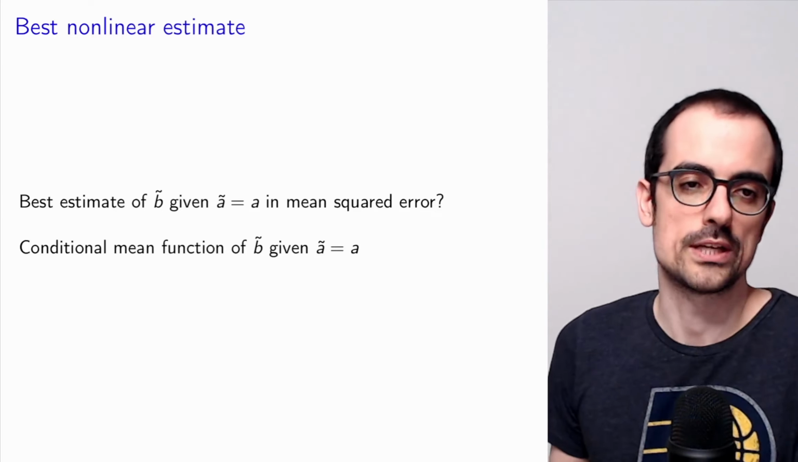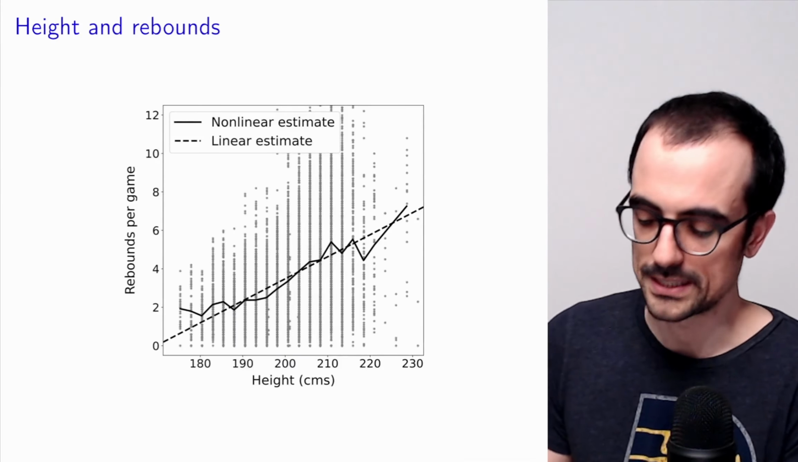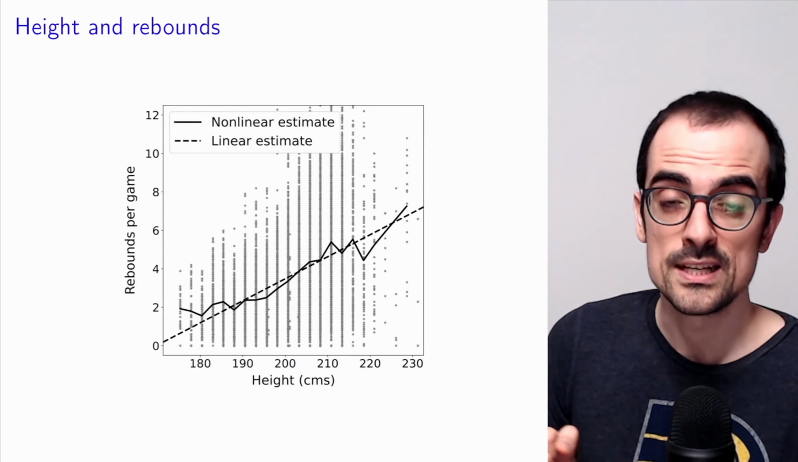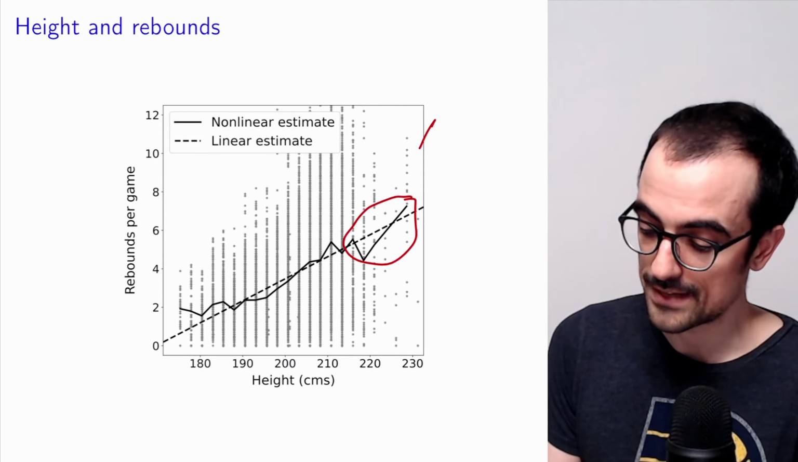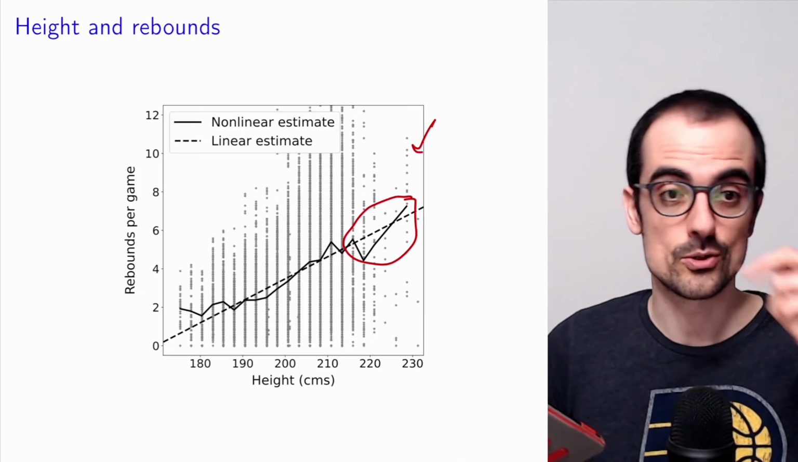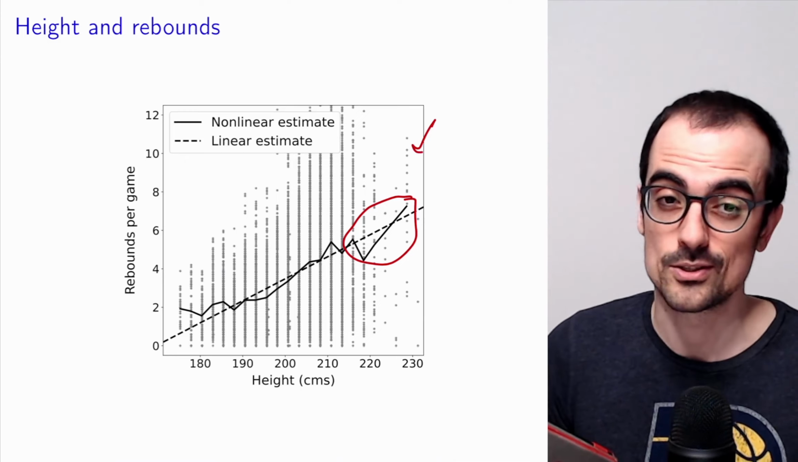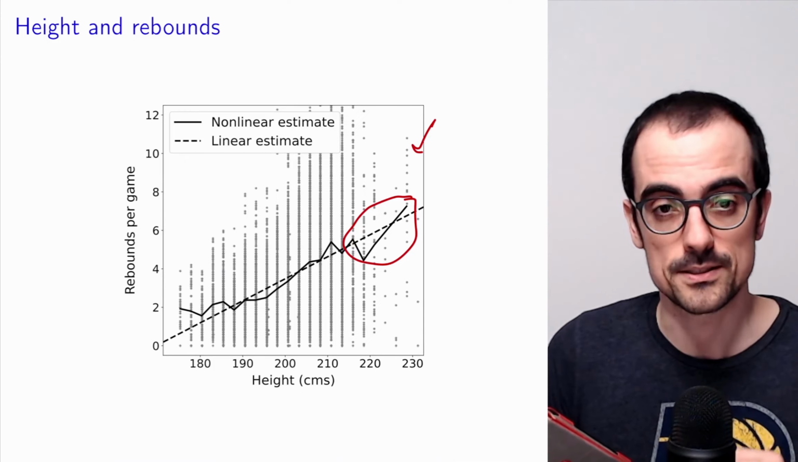Okay, so we need the conditional mean function of b given a. We're going to approximate it from data. This is what we obtain. The first thing to notice is that the estimate is kind of noisy, especially in areas where we don't have a lot of data. And that is normal, right? Because if you don't have a lot of data, you are estimating a mean using averages, and this is going to be noisy. So that's a disadvantage of the nonlinear estimator.